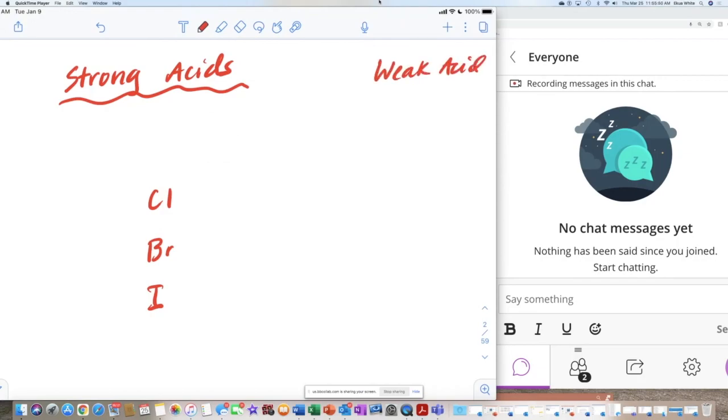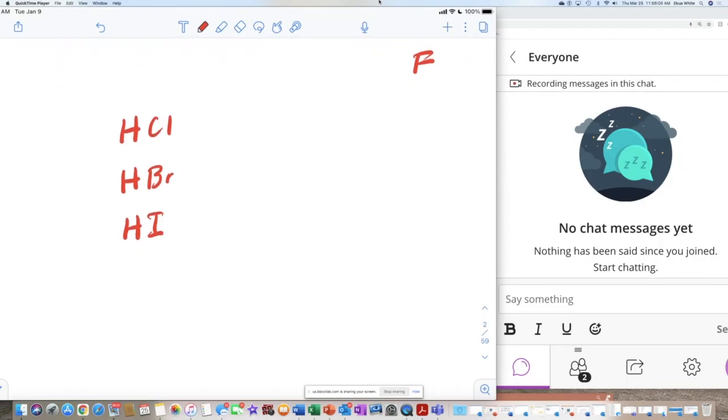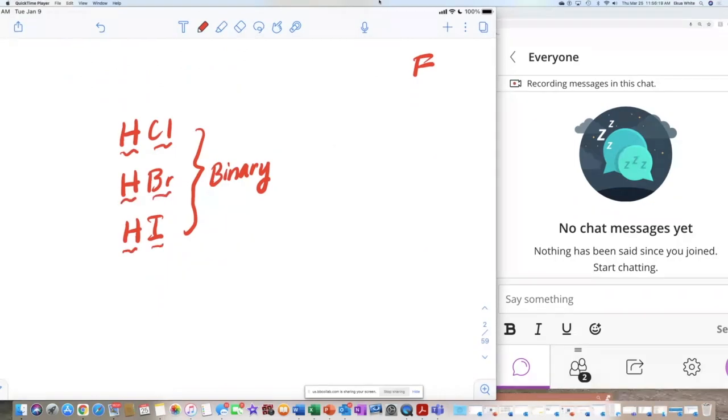Hold on a second, right here. I'll put fluorine here. So for a strong acid, the first three are: add an H to Cl, add an H to Br, add an H to I. These are 3 of the 6 strong acids. So these make the binary portion, right? And you can see why they're binary. They're binary because binary usually stands for 2. You have a hydrogen and the other nonmetal, hydrogen, the other nonmetal, hydrogen, the other nonmetal.